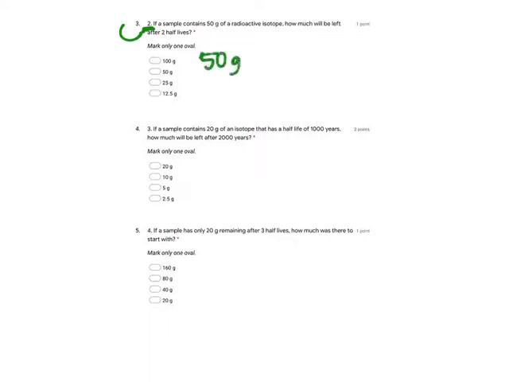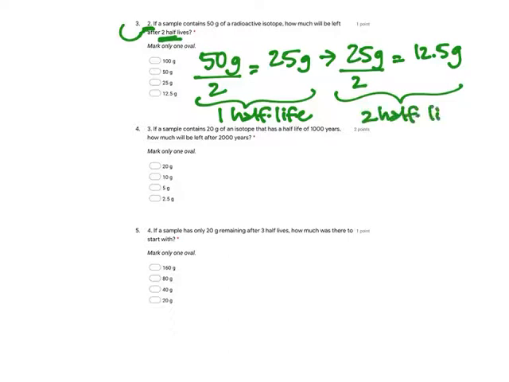Let's write out how much we have to begin with, 50 grams, and we're going to divide it by 2 to show how much remains after one half-life. And this is saying how much remains after 2 half-lives. So let's divide this number by 2 one more time. That is what remains after 2 half-lives. So our best answer would be 12.5 grams. Let's try number 3 here.